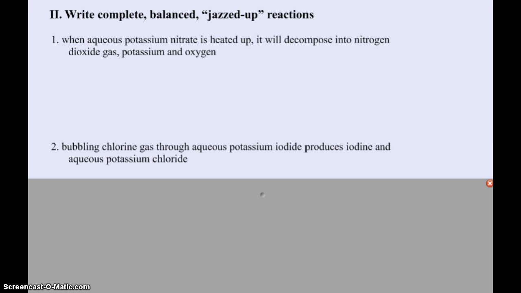All right, so this is a decomposition reaction because we're having the potassium nitrate break down into nitrogen dioxide gas, potassium, and oxygen. So first up, I need to write the proper formulas. Potassium nitrate. Nitrate, polyatomic ion, is NO3 with a -1 charge. Three oxygens, -1 charge. Potassium from your ion card, it's group 1, so it's +1. So potassium nitrate is KNO3.